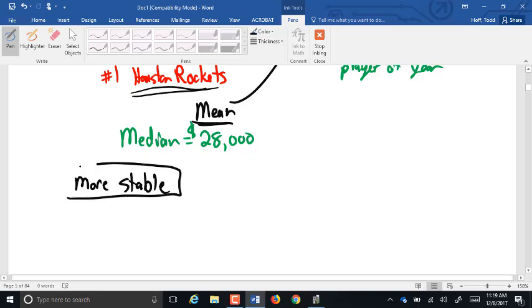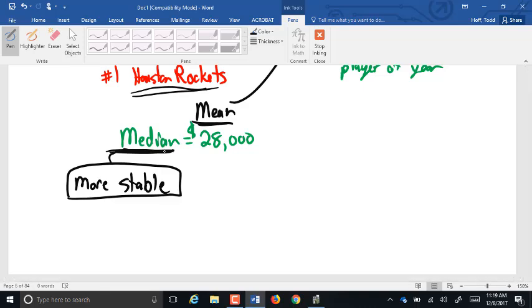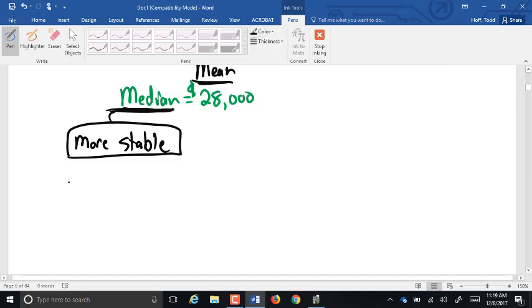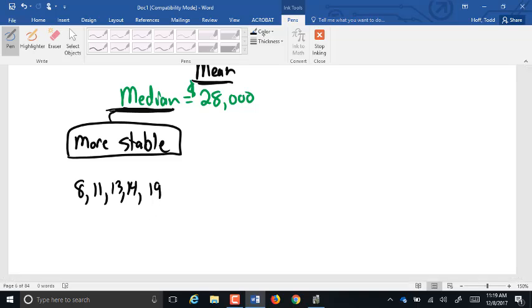In statistics, we talk about stability. The median is more stable because one really large value isn't going to change the median amount a lot. Let's do an example here. Let's say I have the numbers, and I'm going to put them in order because I need them in order for the median anyway: 8, 11, 13, 14, and 19.